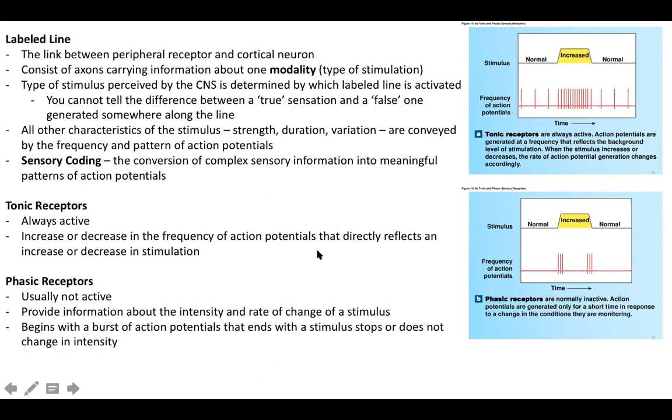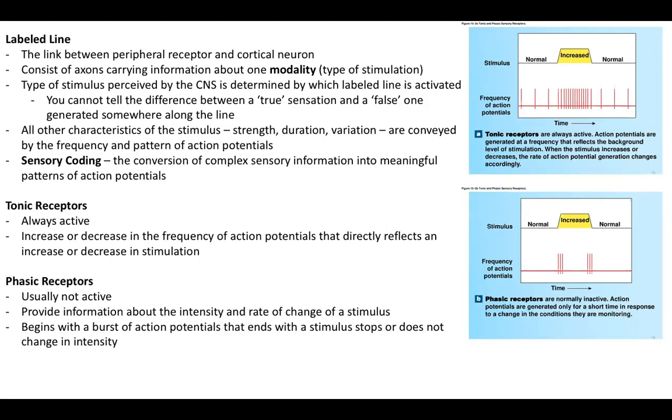And this increase and decrease in frequency of action potentials directly reflects the increase or decrease in the stimulus. So you have more stimulus, you have a higher increase in this receptor stimulation, this receptor action potential, and therefore you have a sensation of more stimulation. So if there's more frequent stimulation, stronger stimulation, you have more action potentials, and you sense that.